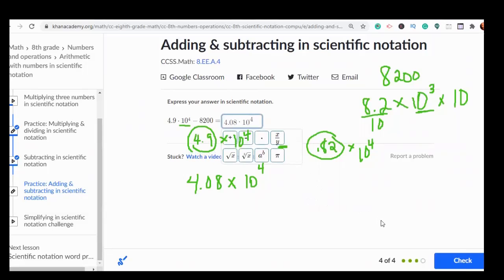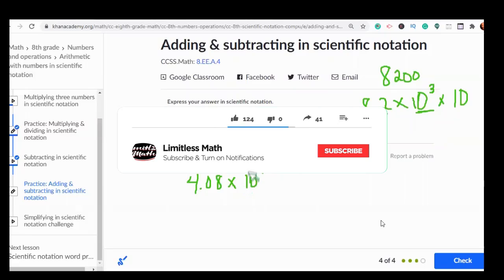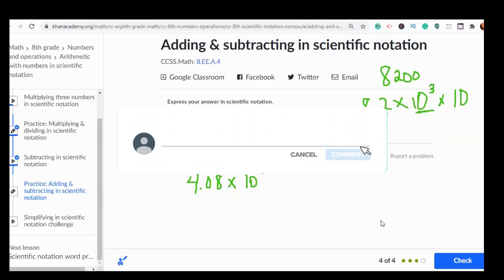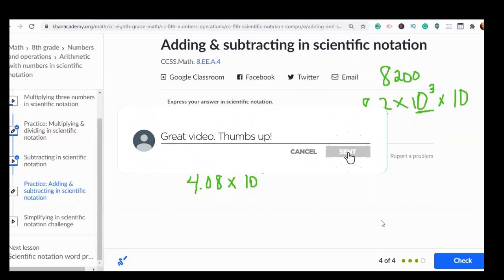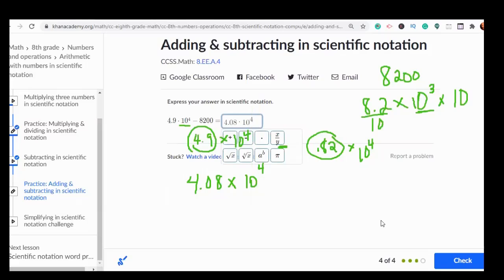Okay. Really hope that this video has been helpful for you. We talked about numbers in scientific notation, what scientific notation is, why we use it, how to convert between standard and scientific and back and forth. We talked about multiplying and dividing as well as adding and subtracting.